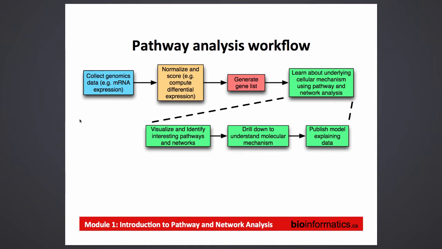Here's a small overview of the pathway enrichment analysis diagram, which starts with raw data, goes to a gene list, looks at pathways in a statistical way, and then looks at pathways in a visual way. You can choose some of those pathways to drill down to mechanism, bring them back to the genes, and then perhaps perform validation experiments and publish an experimental paper.